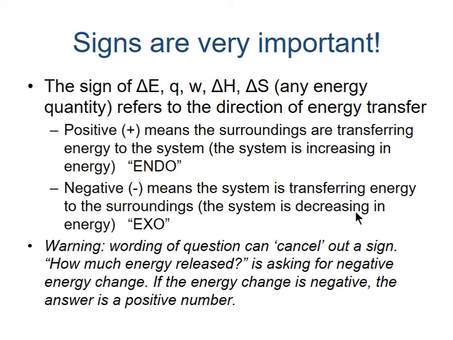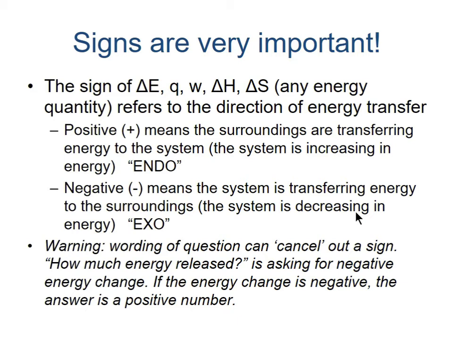A negative means that the system is transferring energy to the surroundings. So the chemical system is actually decreasing in energy and transferring that to whatever else is nearby. Also, we can think of extra words in the word problems as being sort of a double negative. The definition of delta E is how much energy the system is increasing by.